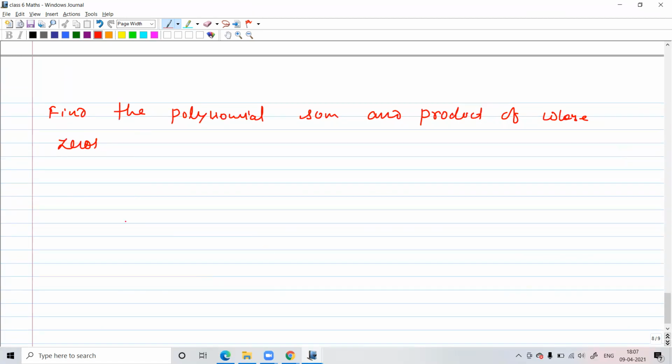Just want to complete this at least. So find the polynomial sum and product of whose zeros are -1 and -20. Can you do this quickly? It shouldn't take more than 10 seconds.